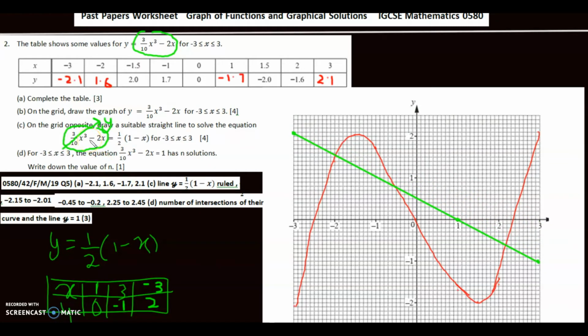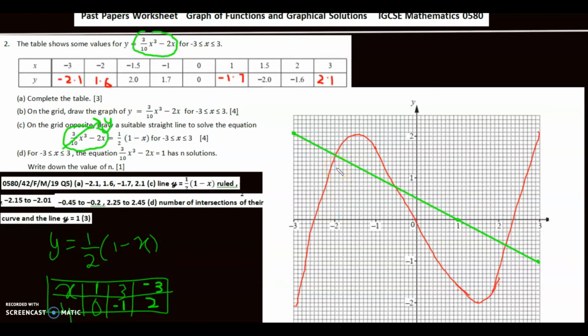We've drawn the line, and now we need to solve the equation. That means you need to see the point of intersection of the green line and the red line. So what are the points of intersection that we're getting? The first one is around minus 2.